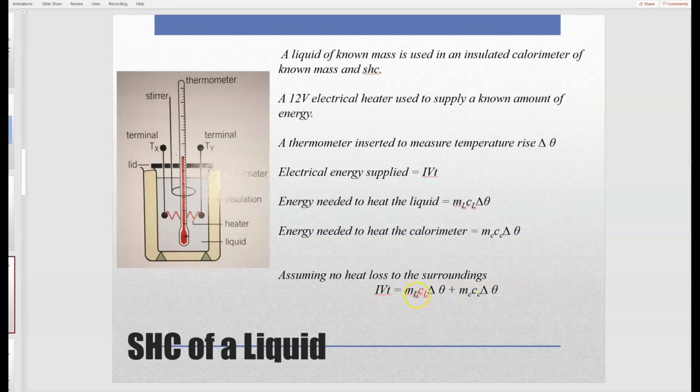Okay, and if you want to find the specific heat capacity of the liquid, the rearrangement of this looks horrible, so it's much easier to leave it like this. Okay, you would fill in the values here, and then you can find the specific heat capacity of the liquid. Okay, so pause the video, make your notes, and then press play again. We've got one more to go.